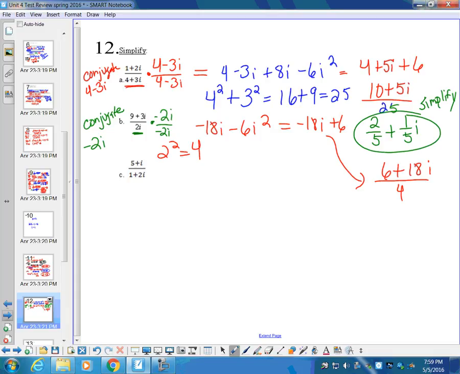Now simplify. 6 over 4 is 3/2. Oh, it's minus 18i. Oops, when I rewrote it, I put a plus. Sorry, fix it. 6 minus 18i. When I went from here to here, I lost my minus. So make sure you got your minus here. So it's going to be minus 9 over 2i when you simplify.